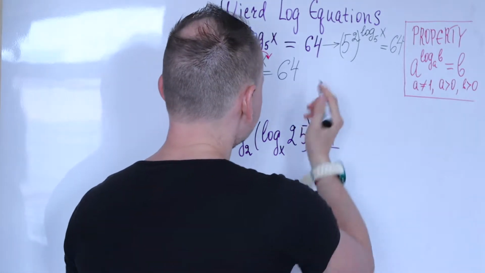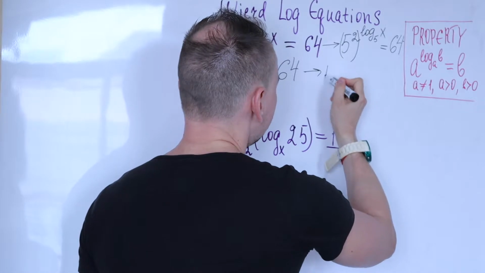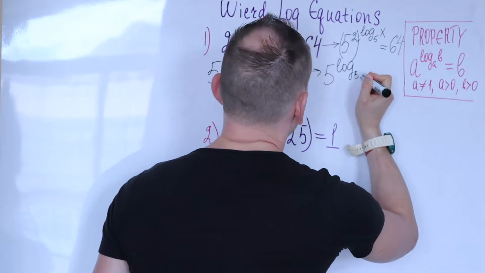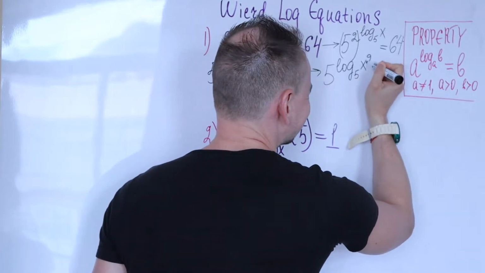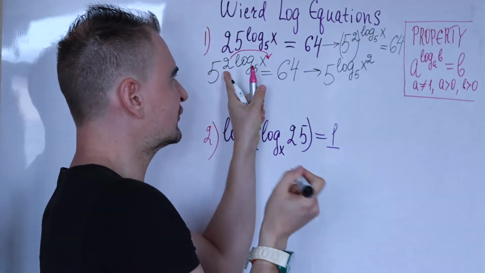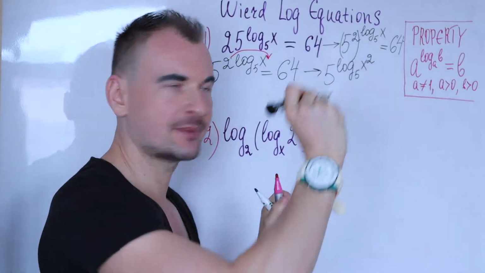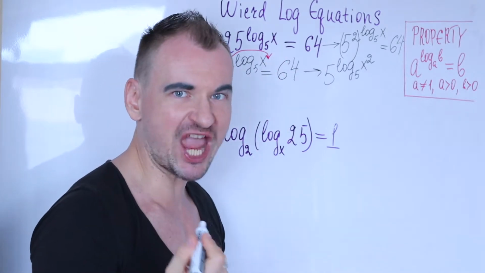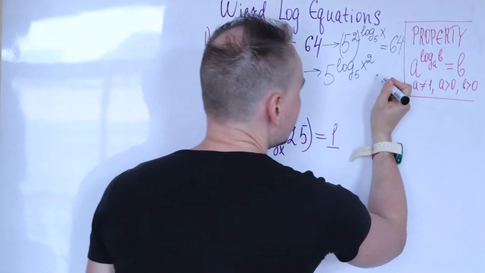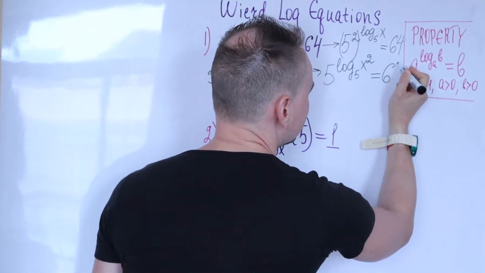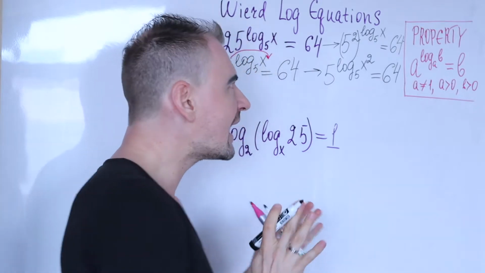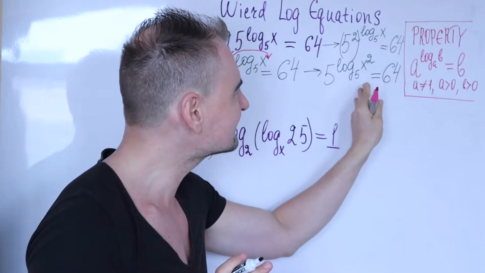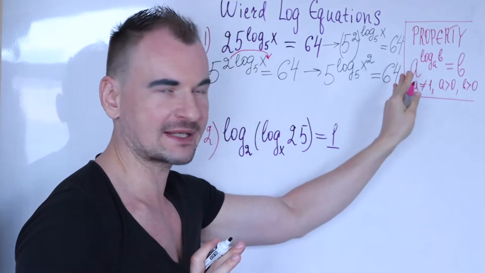So it becomes 5 raised to the log to the base 5 of x squared. So again, this 2 we can move as a power for the argument, which is x, of your logarithm, and it's still equal to 64. And now we are there. So we could simply at this point apply this property.